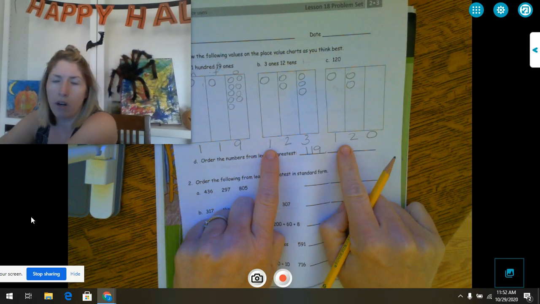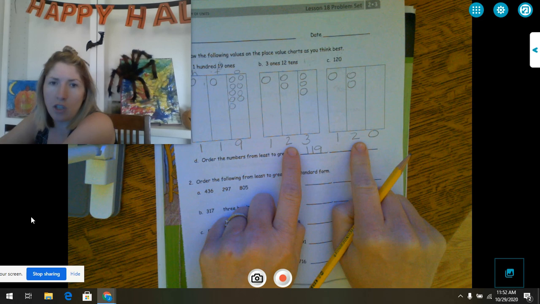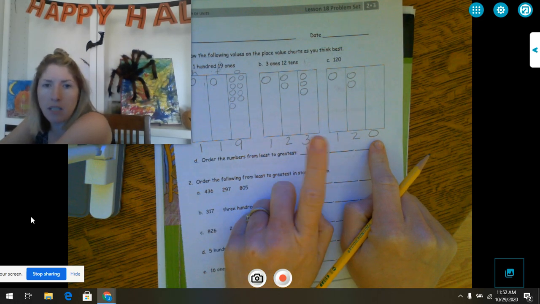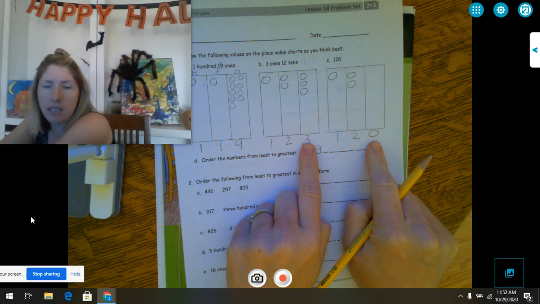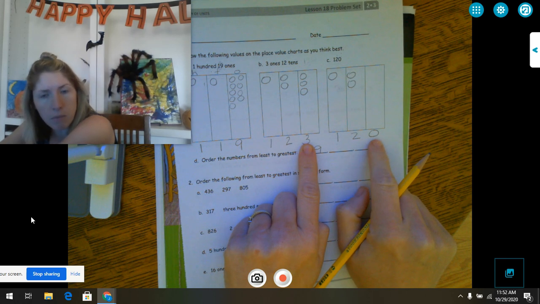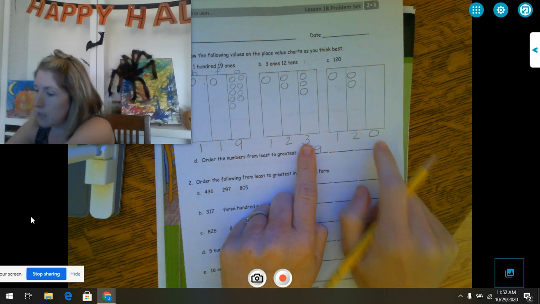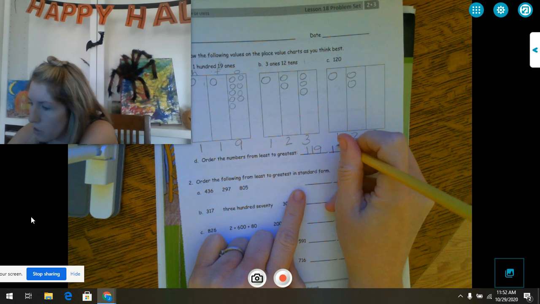So we already looked at the 1 in the hundreds place, and we looked at the 2 in the tens place. Now we're going to look at the ones place. So this number has a 3 in the ones place. This number has a 0 in the ones place. So the smaller number is this one because it only has a 0 in the ones place. So our next number is 120.